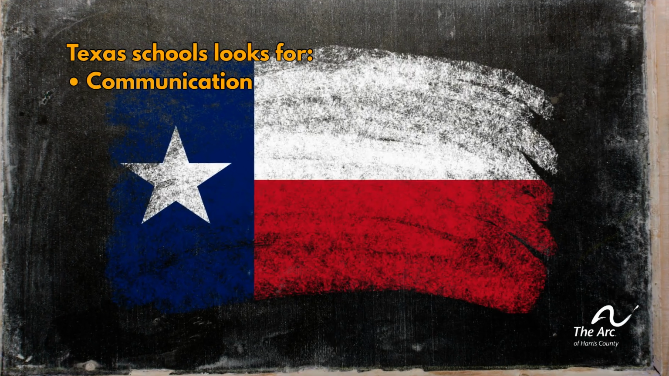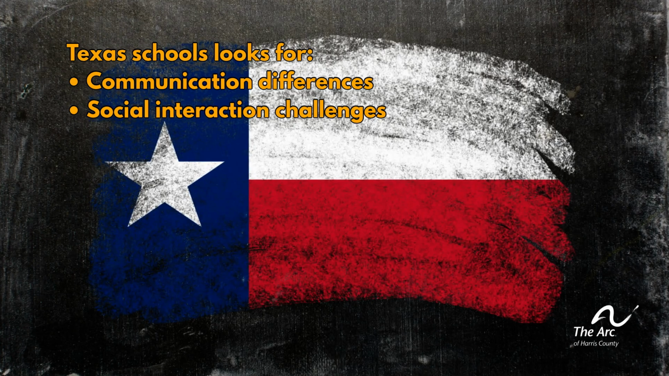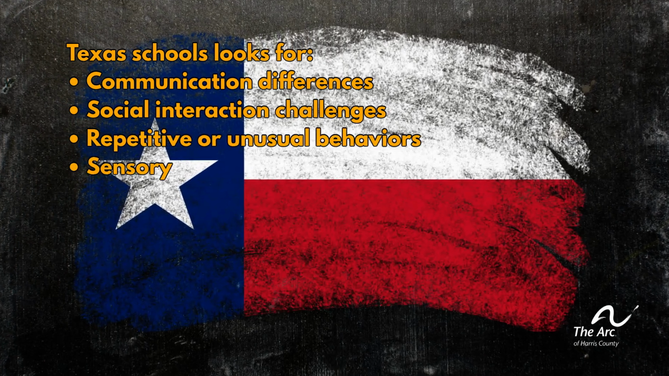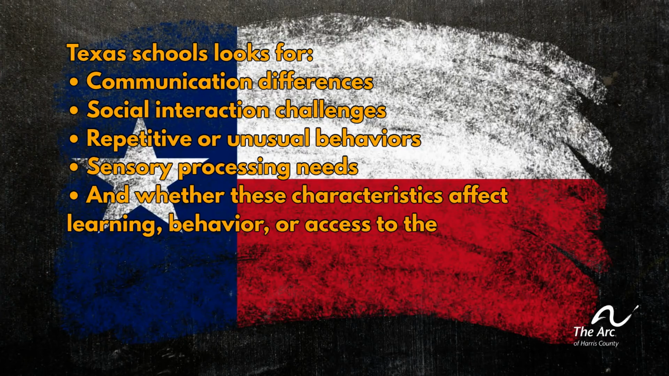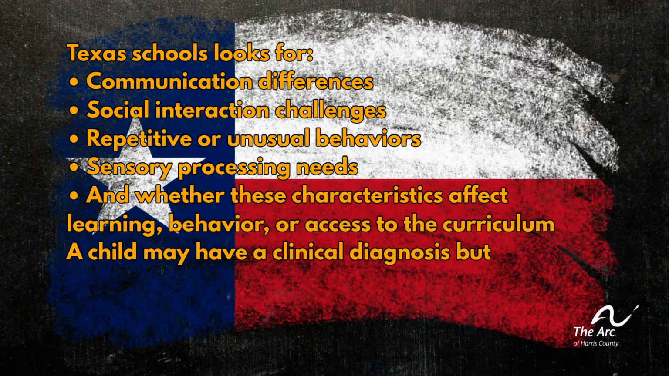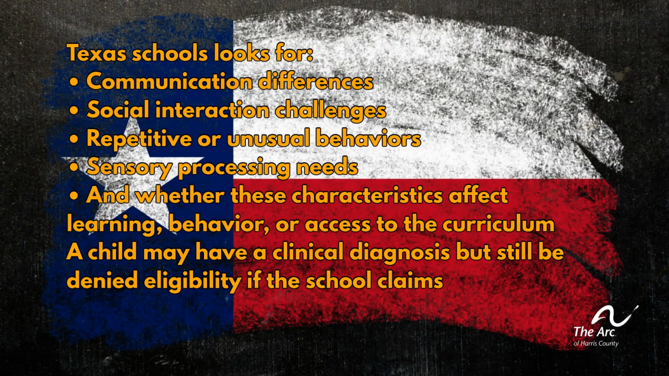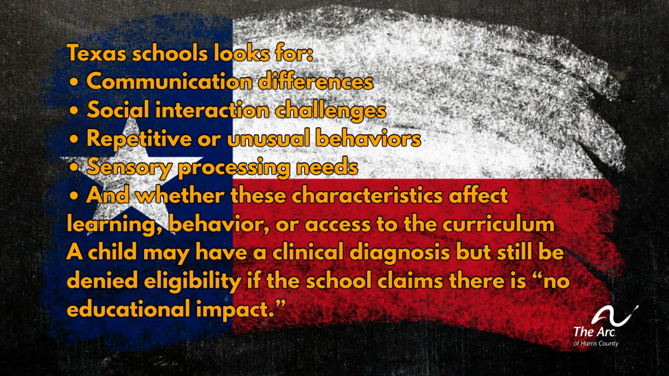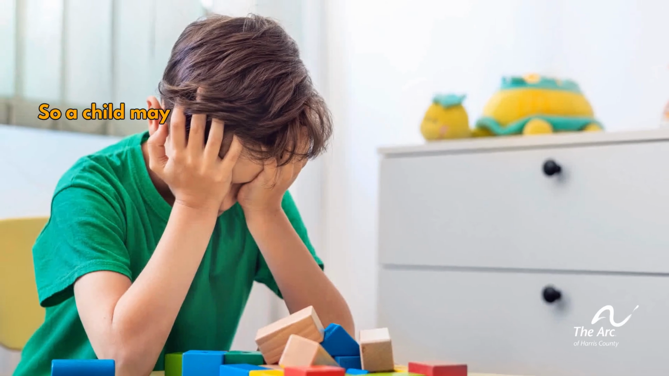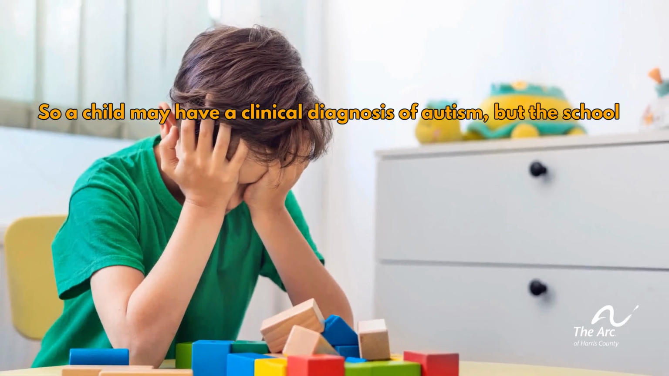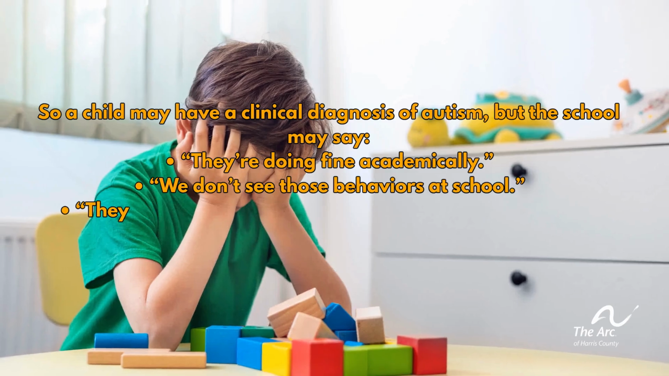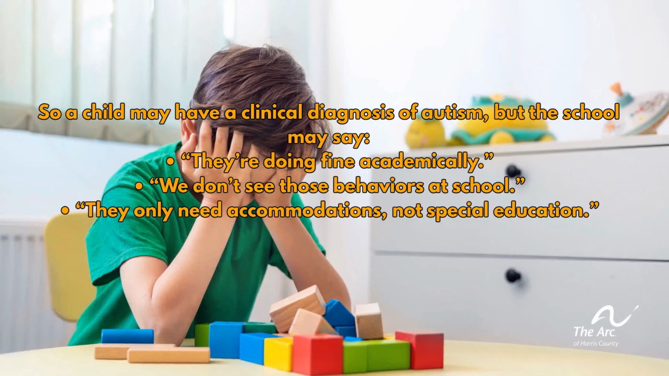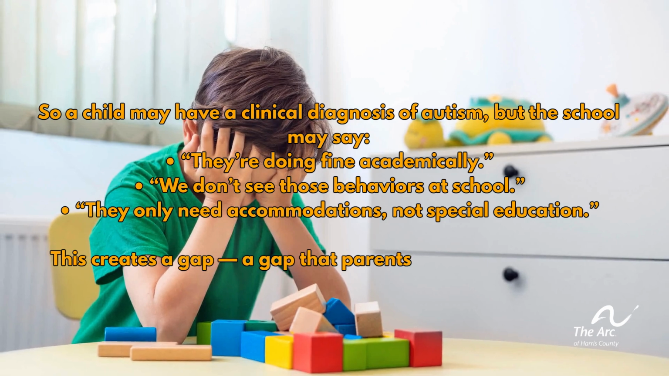Texas looks for communication differences, social interaction challenges, repetitive or unusual behaviors, sensory processing needs, and whether these characteristics affect learning, behavior, or access to the curriculum. A child may have a clinical diagnosis but still be denied eligibility if the school claims there is no educational impact. So a child may have a clinical diagnosis of autism, but the school may say they're doing fine academically. We don't see those behaviors at school. They only need accommodations, not special education. This creates a gap that parents must learn to bridge.